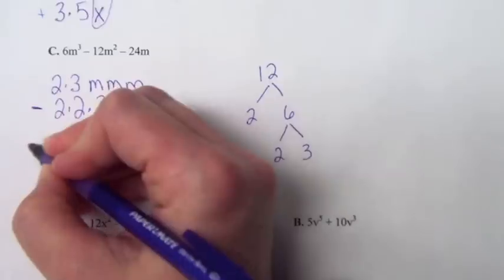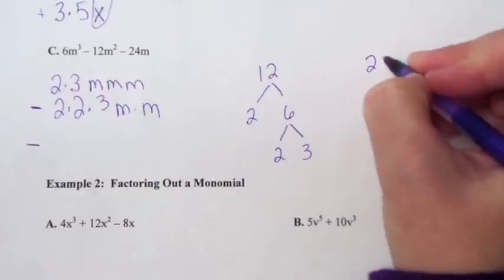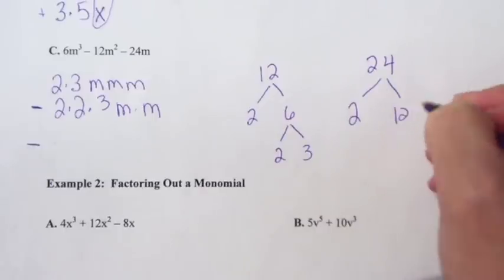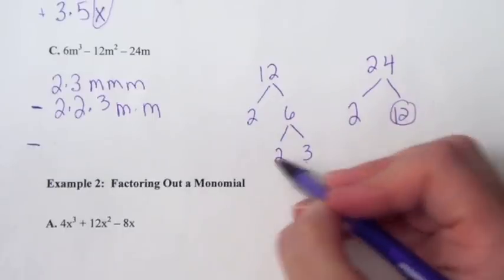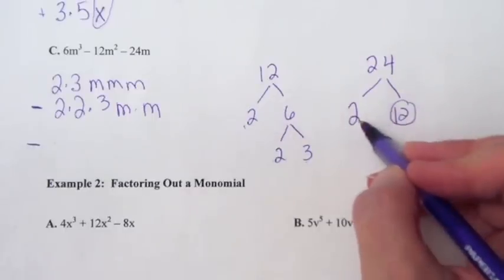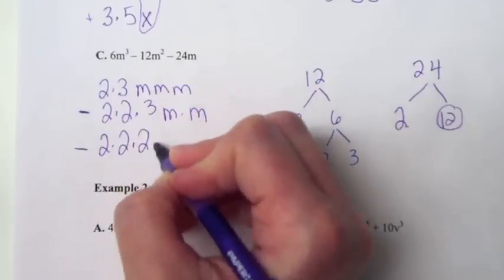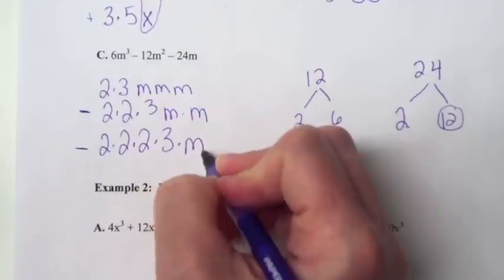On the third one, negative 24, we'll go ahead and put our negative out. 24, you can do a factor tree again if you want. You have 2 and 12. Well, we already have 12's factors. Those are right here. So then we just add an additional 2. So we have 2 times 2 times 2 times 3 times m.